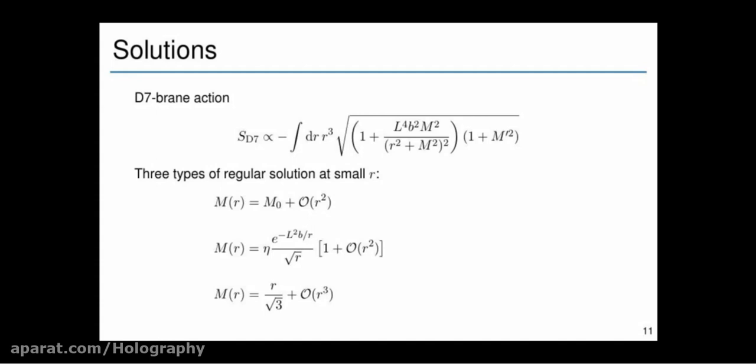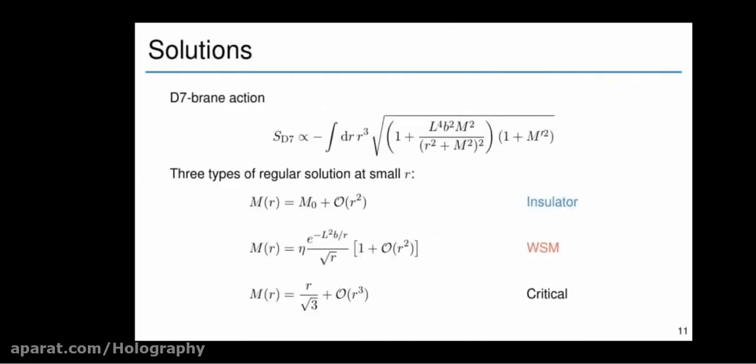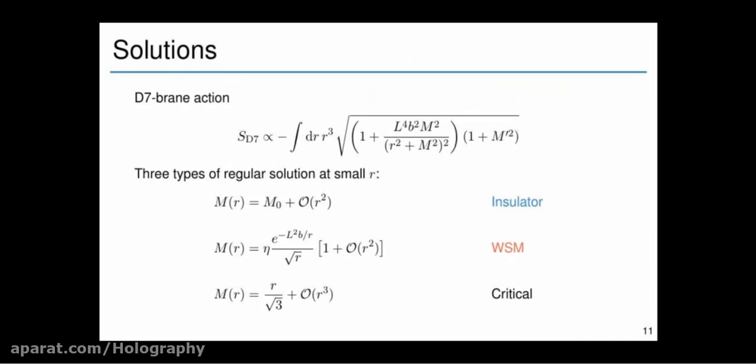And when you have these different kinds of solutions characterized by their different infrared behaviors, in holography, they're due to different phases on the boundary or the dual quantum field theory. And although I haven't explained why yet, it will turn out that the first kind of solution where m goes to a constant is due to an insulating phase. The second kind of solution where m vanishes exponentially quickly is due to the Weyl semimetal phase. And the single solution where m vanishes linearly is due to the sort of critical phase that separates these two other phases.